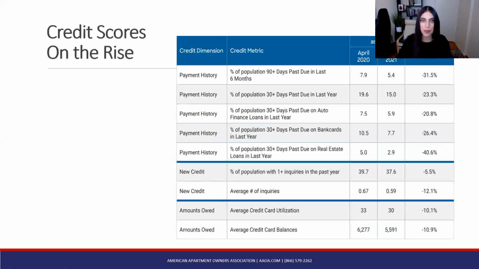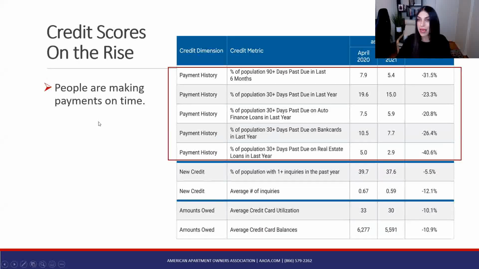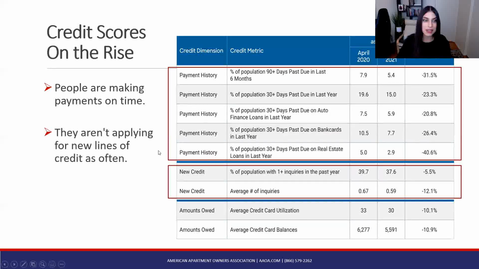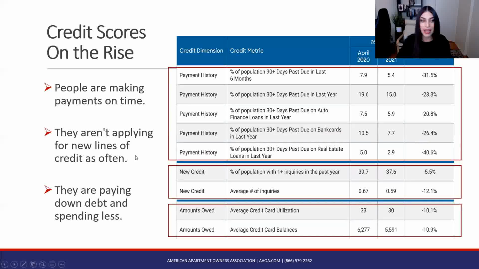So just a couple other points here. People are making payments on time. That's essentially the main thing that happened. We see that was 35% of the score. It makes sense here. We see on the right, it's all negative in terms of going down. So we have fewer missed payments, and they aren't applying for new lines of credit as often. We're seeing that as well. And they are paying down more debt and spending less.